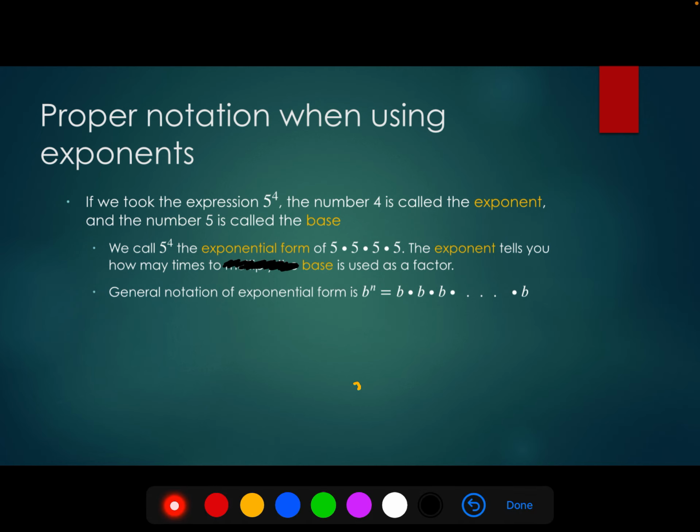The general notation of this exponential form is b to the power of n, and that's equal to b times b times b times b, and the b's keep going as far as whatever we plug in for that variable n. So that expression b to the power of n tells us that b is used as a factor n times. So in 5 to the 4th, 5 is our b and 4 is our n. That n value of 4 tells us to use 5 as a factor 4 times.